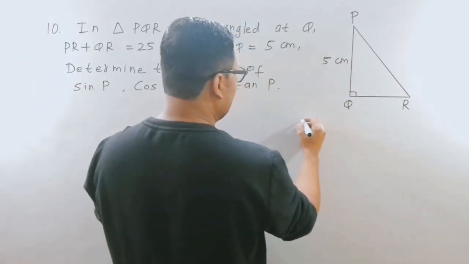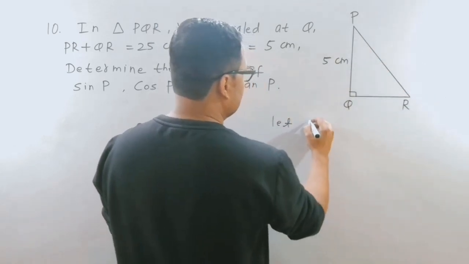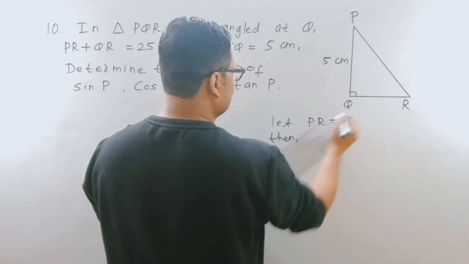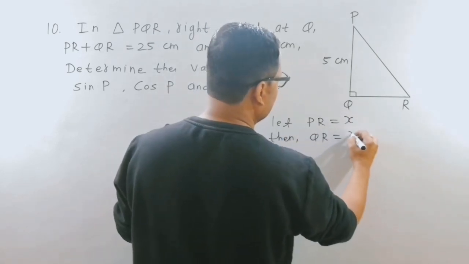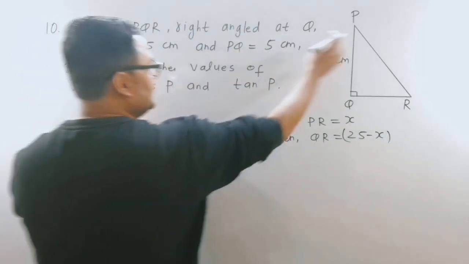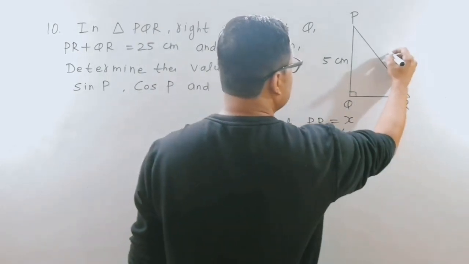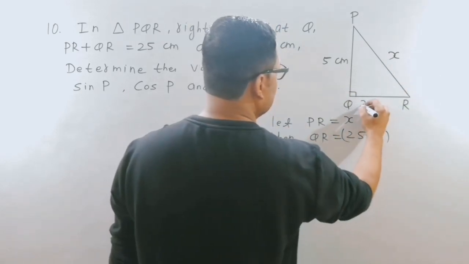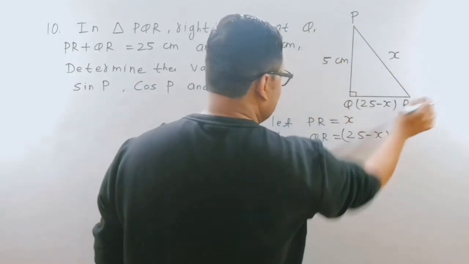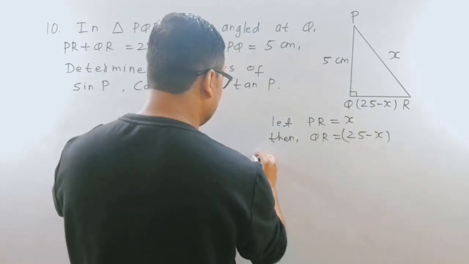So if we write like that, let anything we can assume QR or PR. So let PR equal X, then QR will be 25 minus X. This plus this 25, so if this is X, this is 25 minus X. So PR is X and QR is 25 minus X. Now X is hypotenuse because this is opposite to 90 degree angle.